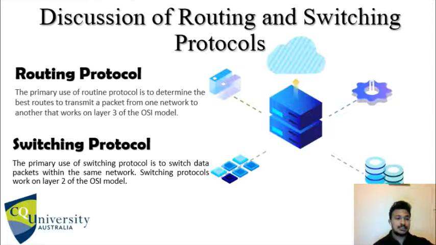Switching protocol. Switching protocol works on layer 2 of the OSI model, and the primary use of this protocol is to switch data packets within the same network by using layer 2 addresses, which are the hardware addresses of the network adapter.